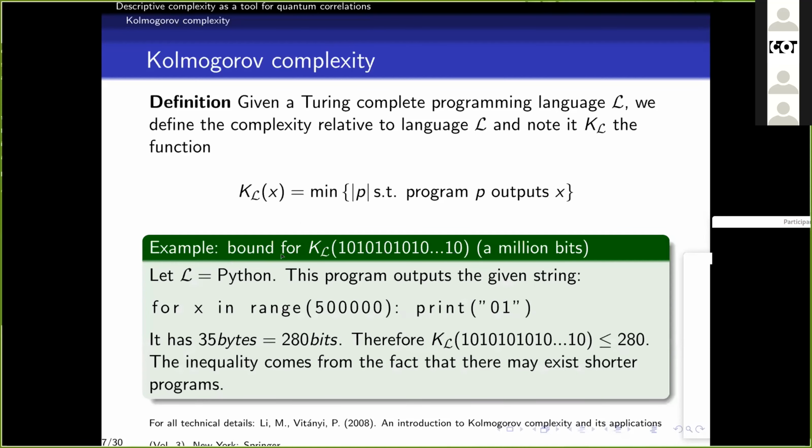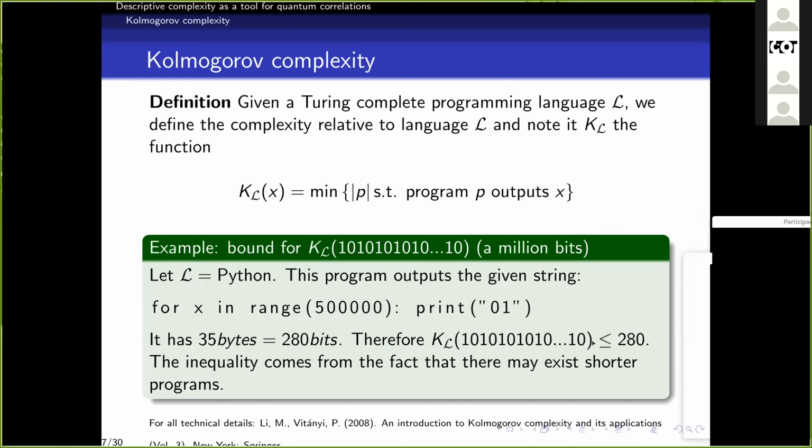So for instance, if we want to give a bound for the complexity of these million bits that were only 1, 0, 1, 0, 1, 0, and so on, assume we are using the language Python. I chose to use this one. So we have this simple program that outputs that given string: for X between 1 and 500,000, print 0, 1. Of course, the simple program outputs 0, 1, 500,000 times. And if you look at this program, it has 35 bytes, a short program, which is 280 bits. So we know that the complexity of this string is less or equal than 280.